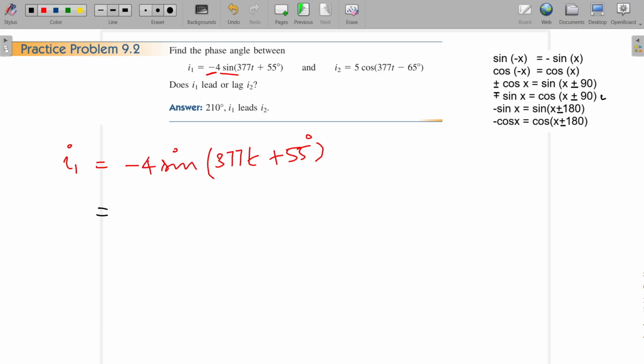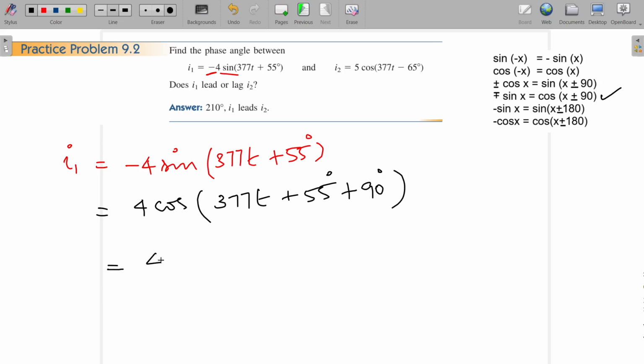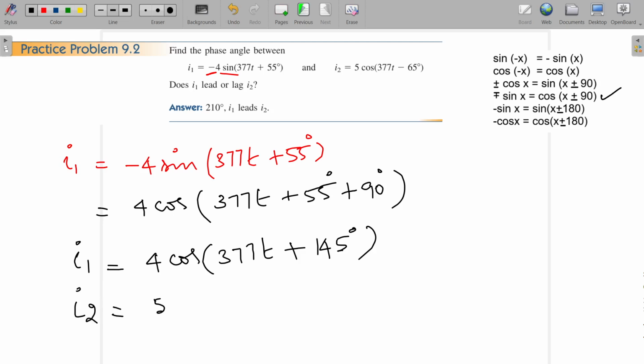So I am going to apply this formula. It is 4 cos of the same x value, 377t plus 55, and then plus 90 degrees. So this is equal to 4 cos of 377t plus how much, 145 degrees. This is for your I1. Now you take I2, which is equal to 5 cos of 377t minus 65 degrees. So both are of the same format now.